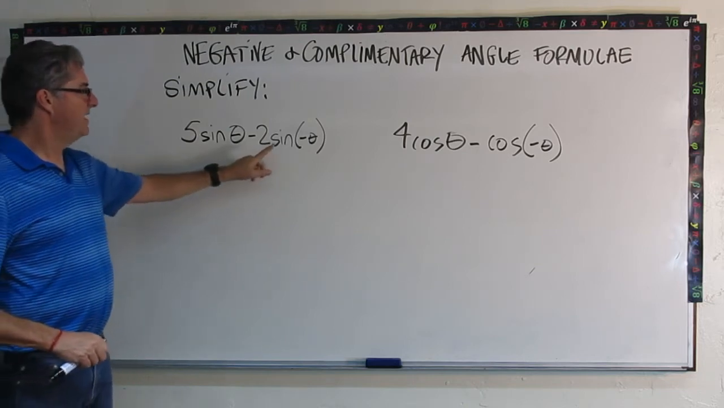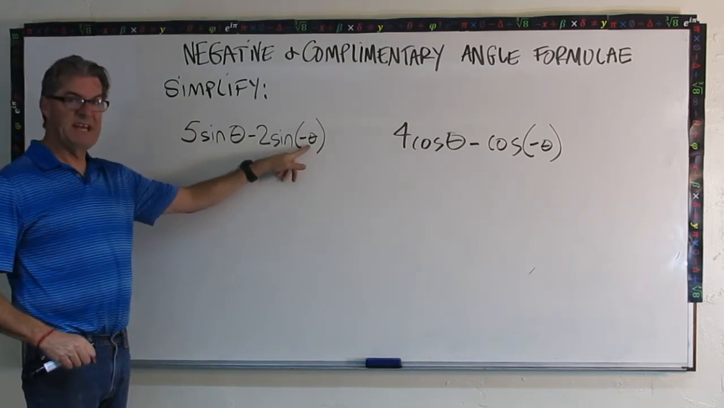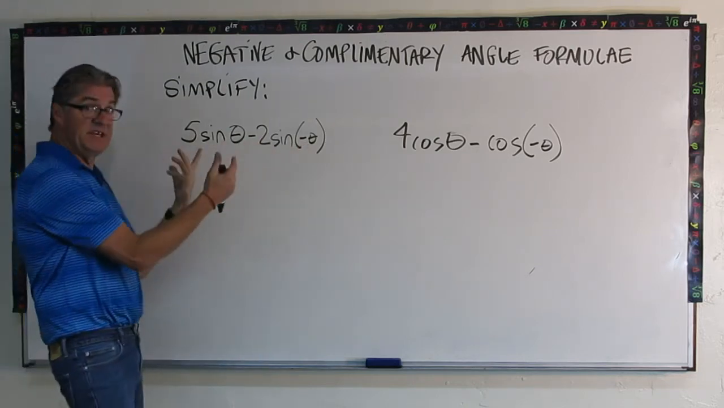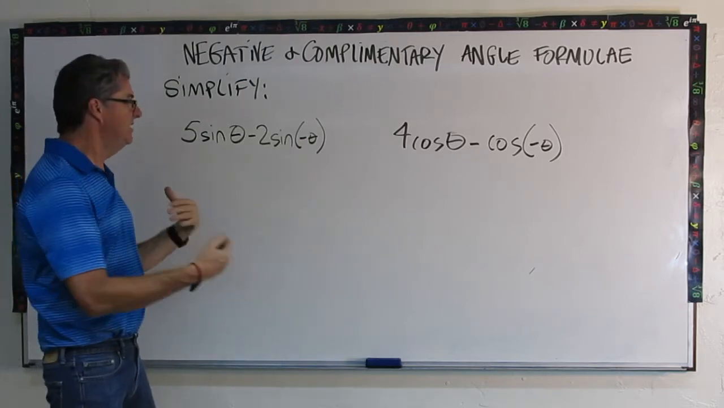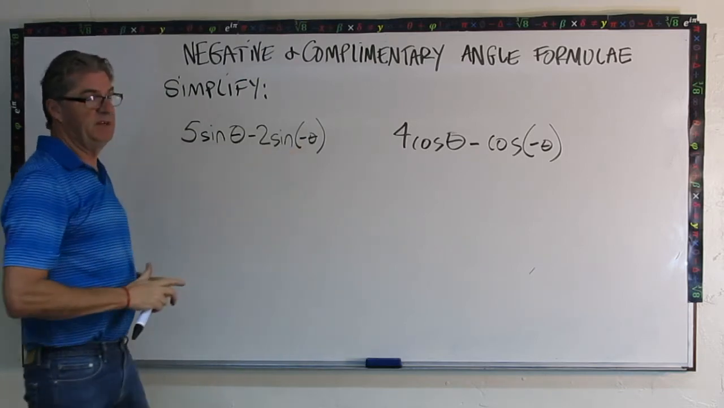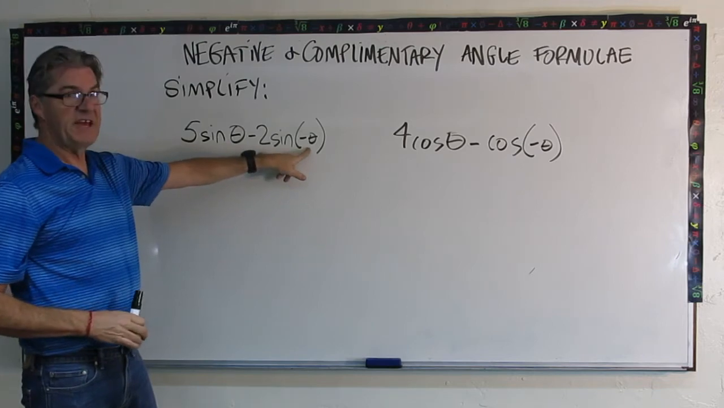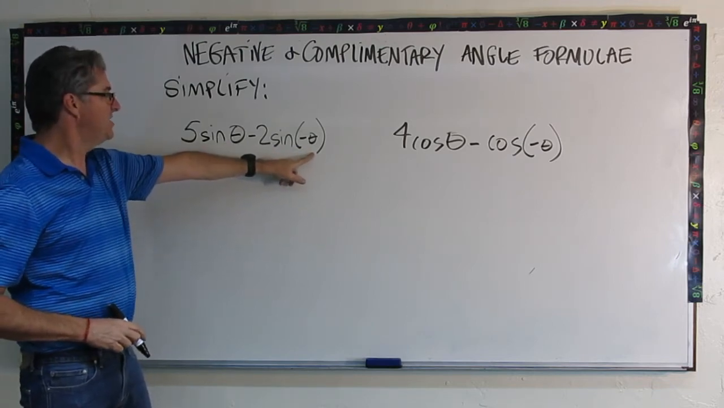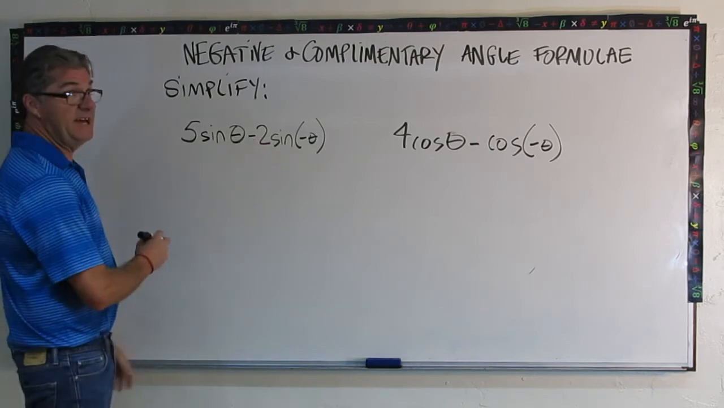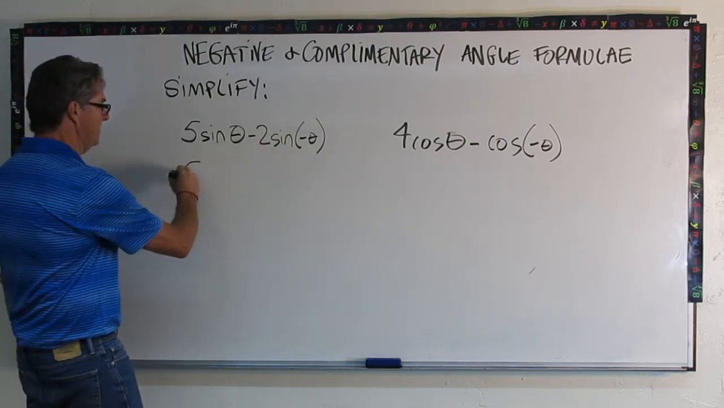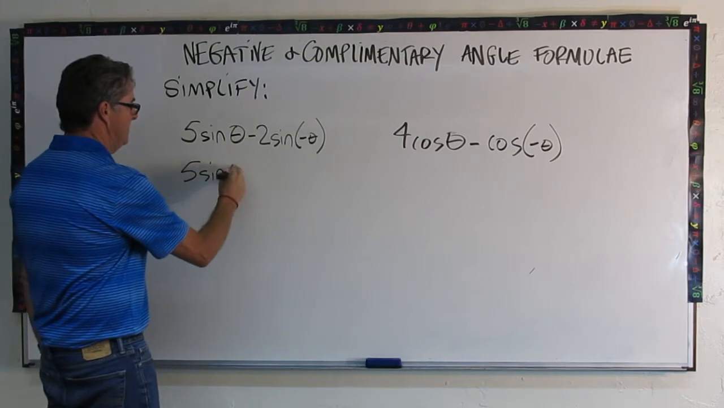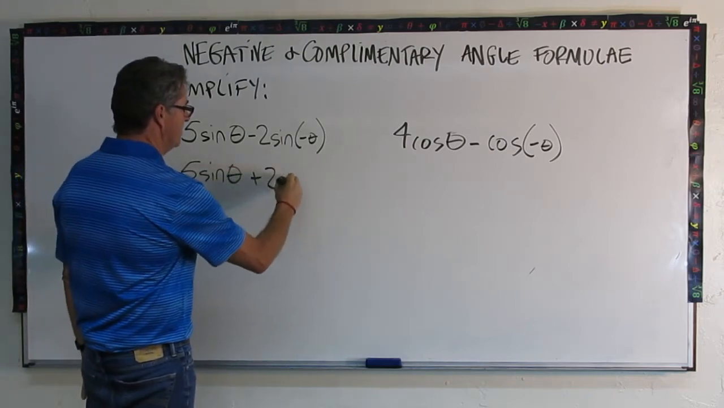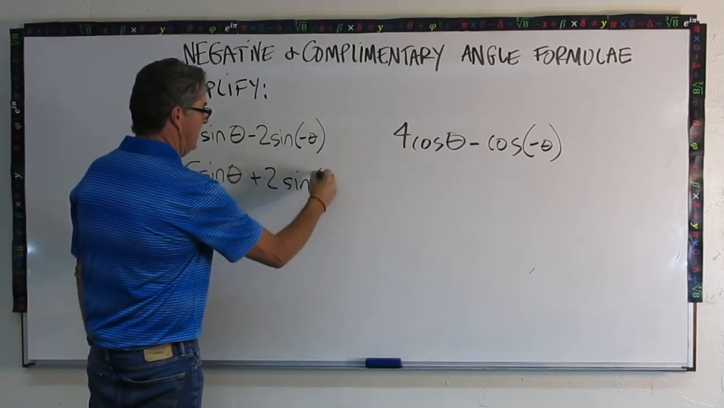5 sine theta minus 2 sine negative theta. Okay, so to combine these with the rules we got in a prior lesson, the thetas need to be the same. So sine of negative theta is the same as negative sine theta. So we can change that up. It'll change this sign right there. So it becomes 5 sine theta plus 2 sine theta.